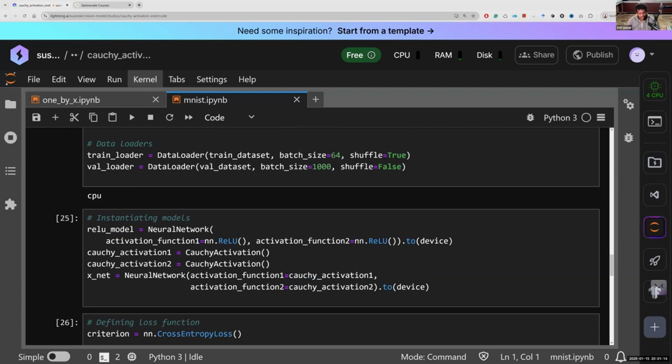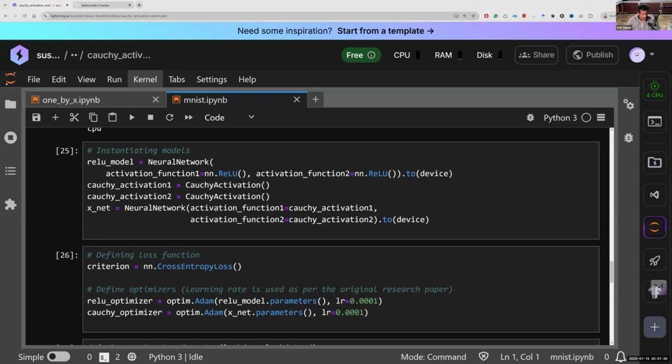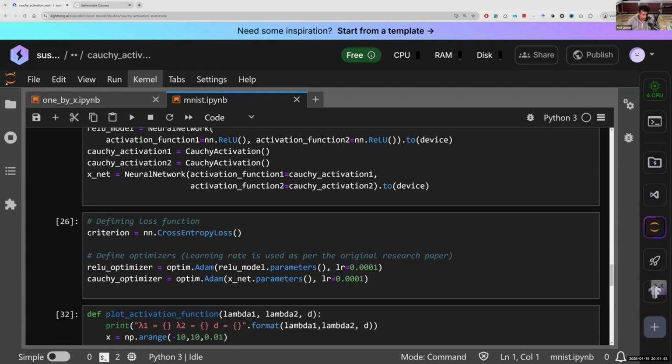Now here what I'm doing is I am defining two neural networks. One using the ReLU activation function, which is the ReLU model, right? Here you can see the activation function I'm passing is the ReLU function, and then I'm creating another model, XNet, which is the same neural network class, instantiated with Cauchy activation function. So I've created two Cauchy activation functions, so basically you have two learnable activation functions there, right? And then we're going to train both the ReLU model and the XNet model, and then compare the results.